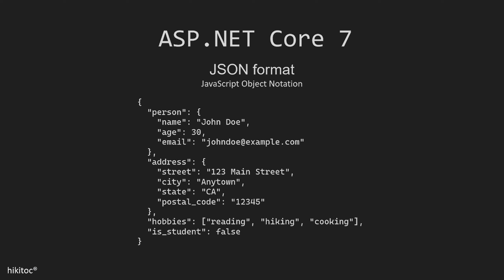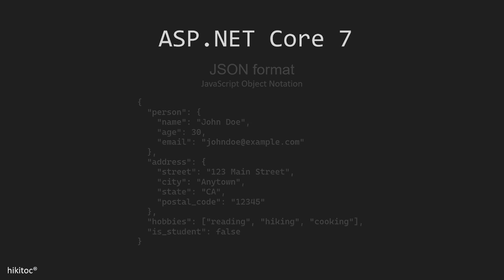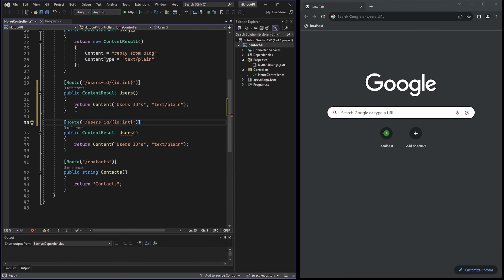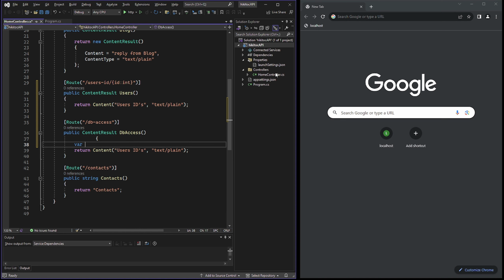We will cover JSON format in more detail in future lessons. Now I will add an additional endpoint and name it dbaccess. This endpoint will return JSON data. First, we will create a simplified version of this endpoint.